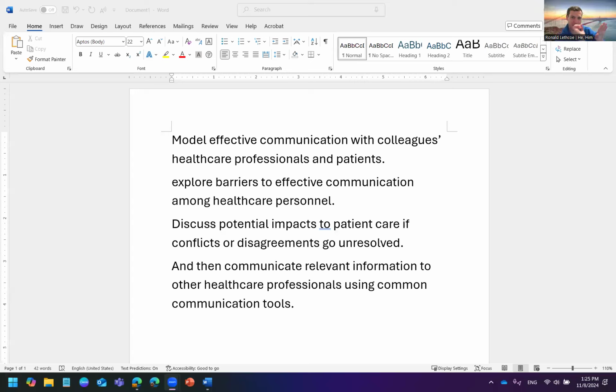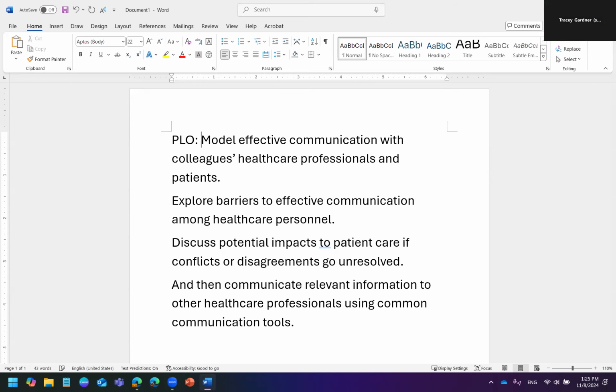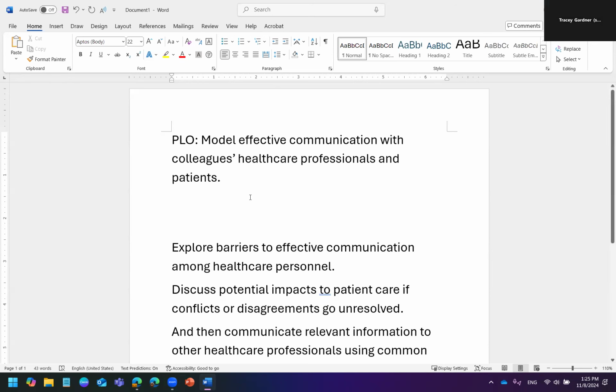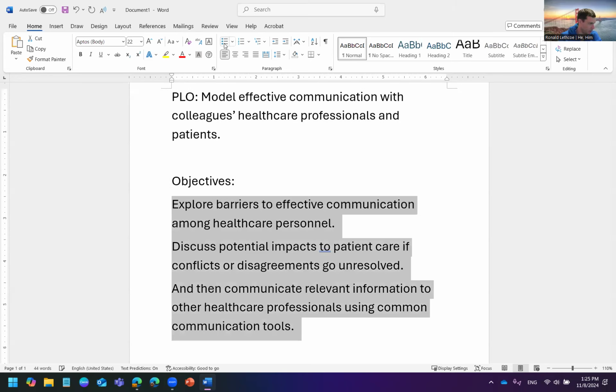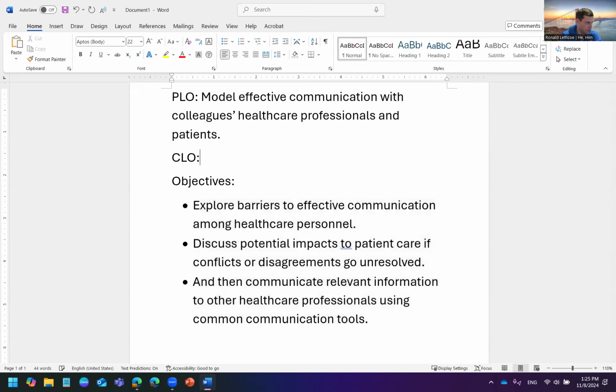Yeah, that would be good. I was trying to type faster. I got the transcript up and I'm trying to copy and paste as the text is going up. Does this seem right? Yeah, so that model effective communication is one of the program level outcomes, and then these are the objectives of the individual lesson. Yes. Okay. And what's missing is a CLO that encompasses that, bridges the gap between the PLO and the objectives.